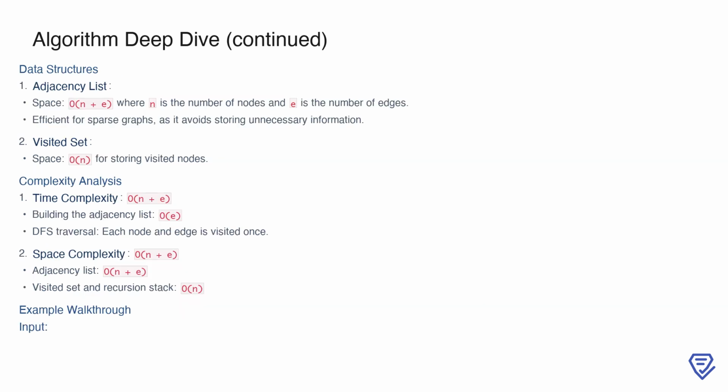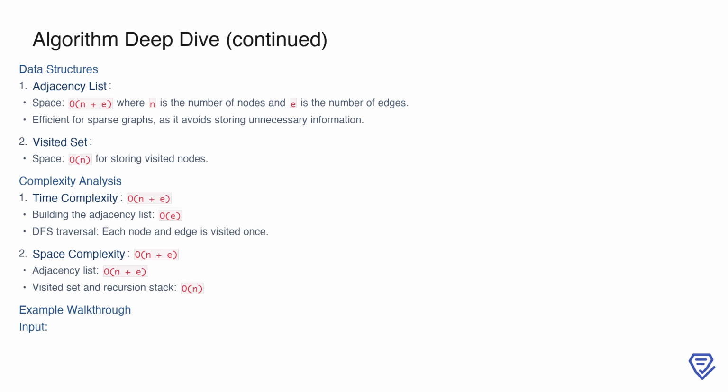To implement this solution effectively, we rely on two main data structures. First, the adjacency list, which has a space complexity of O(n + e), where n is the number of nodes and e is the number of edges. This is particularly efficient for sparse graphs as it avoids storing unnecessary information. Second, the visited set, which has a space complexity of O(n), as it tracks whether each node has been processed.